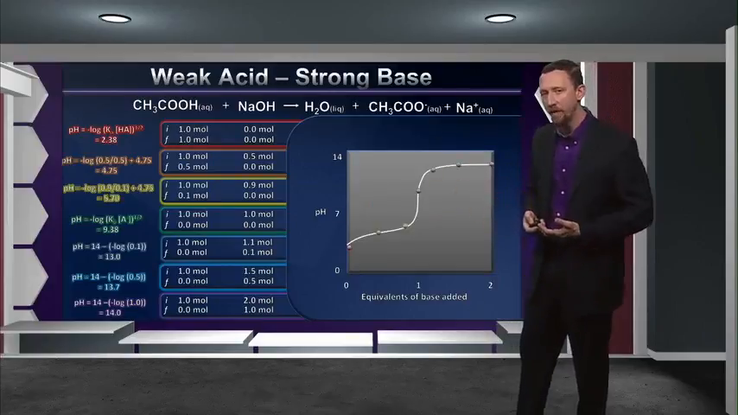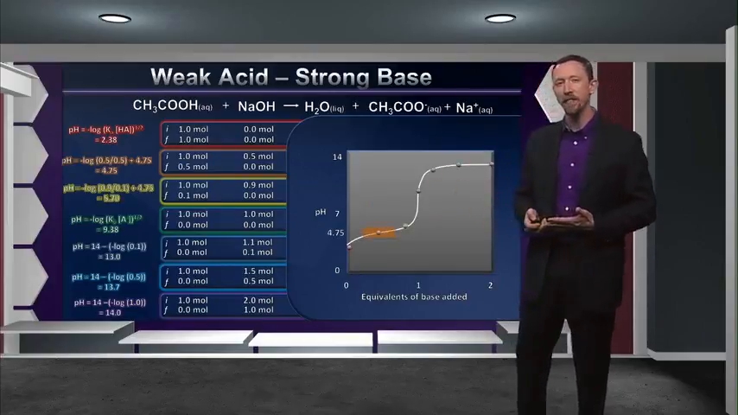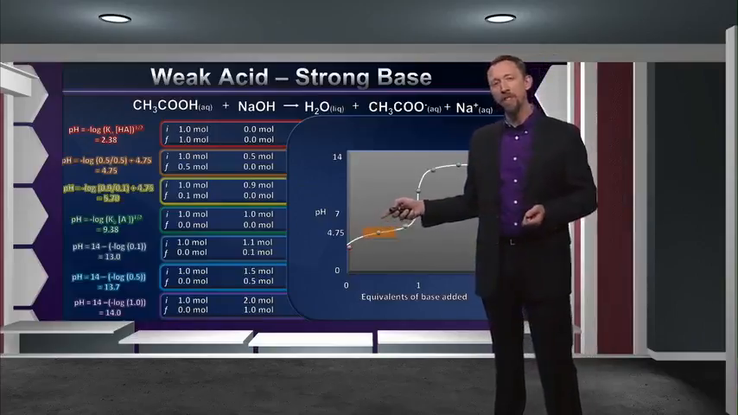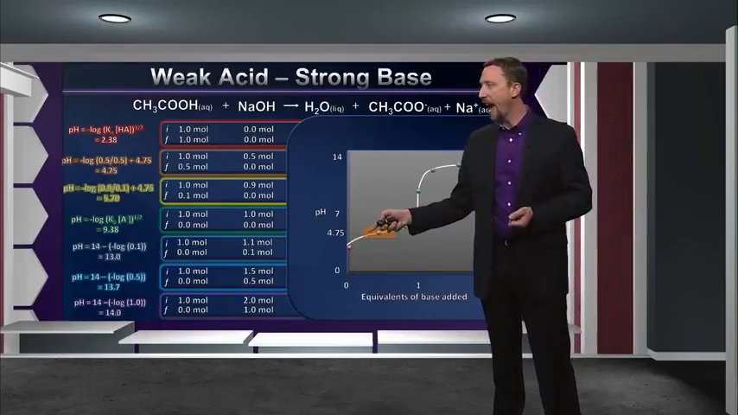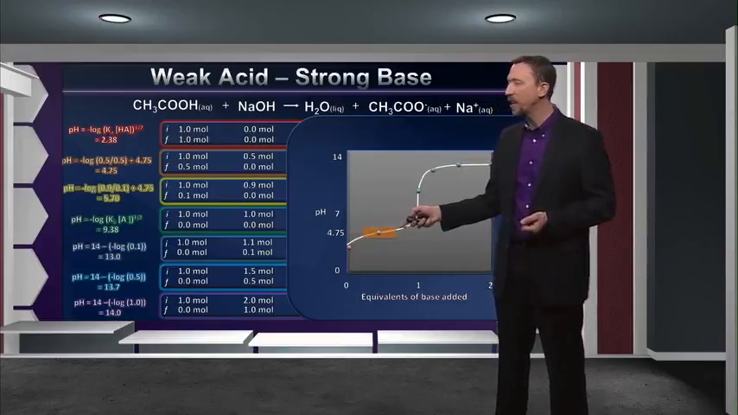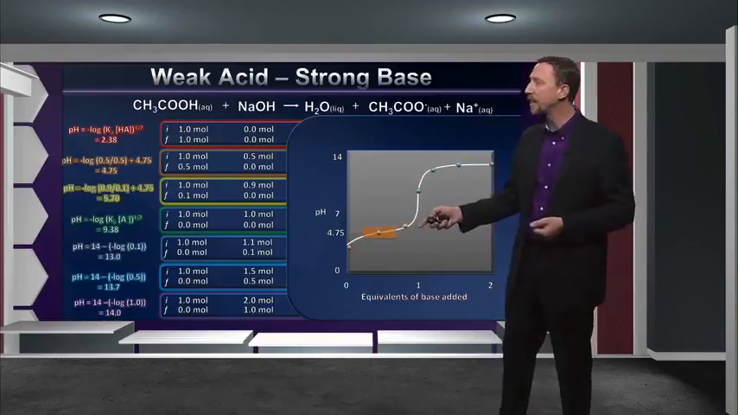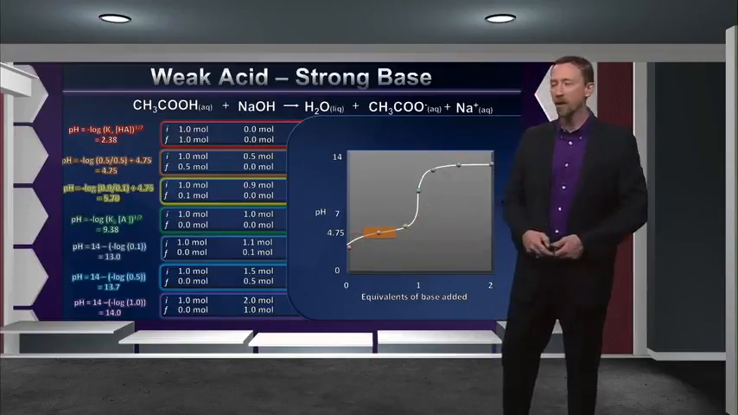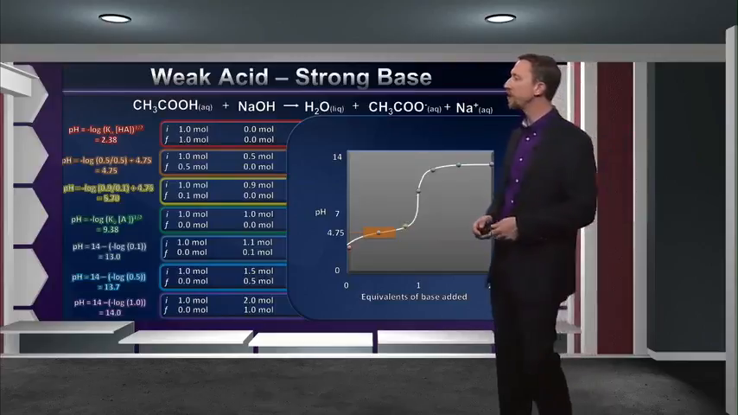We see a leveling off that happens right at 4.75. And in this range, the solution appears to be more resistant to pH change. As I add more and more equivalents of base, very, very little change is observed in the pH until we get near equivalence and we completely consume all of the acetic acid, at which point sodium hydroxide takes over again. It's a very interesting feature, isn't it?